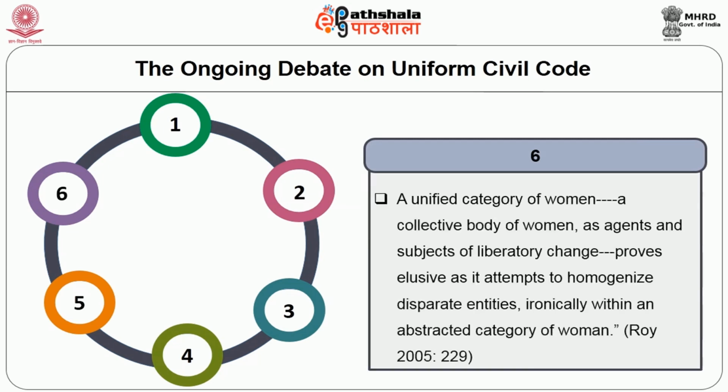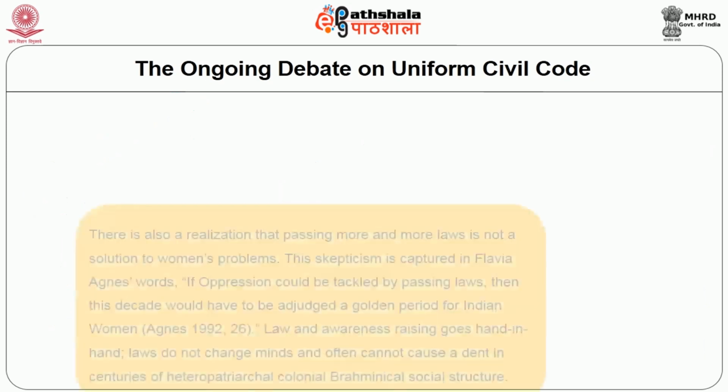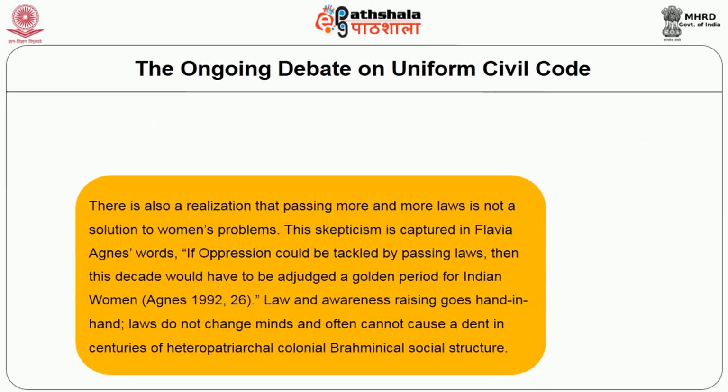A unified category of women, a collective body of women as agents and subjects of liberatory change, proves elusive as it happens to hegemonize disparate entities ironically within an abstracted category of women. There is also a realization that passing more and more laws is not a solution to women's problems. This skepticism is captured in Flavia Agnes's words: if oppression could be tackled by passing laws, then this decade would have been judged as a golden period for Indian women.